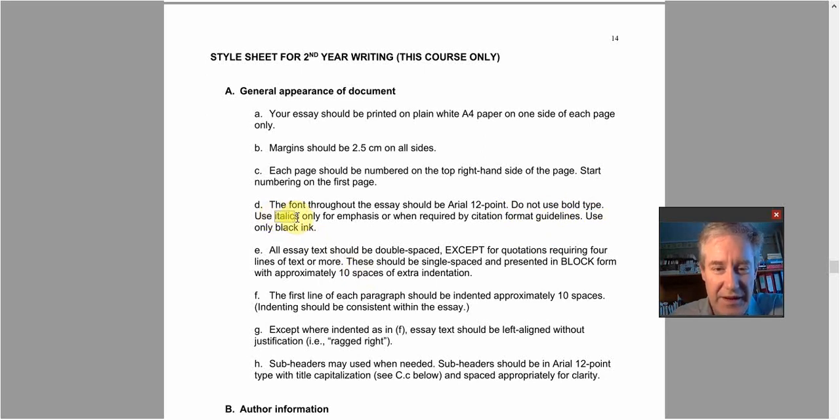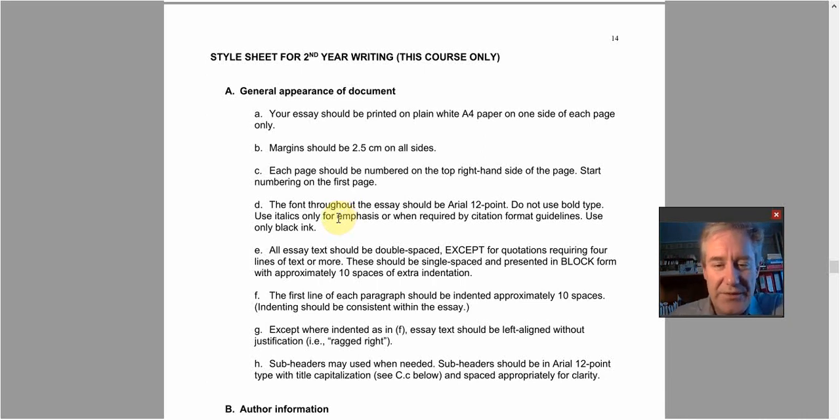Italics. It says use italics only for emphasis. Italics is when you change the letters to make them look sort of slanted. And I'm not sure of the Polish word for this, but I think you know what I mean. Right? So it's not the regular letters, but the letters that are kind of slanted like this. In English, we call those italics.